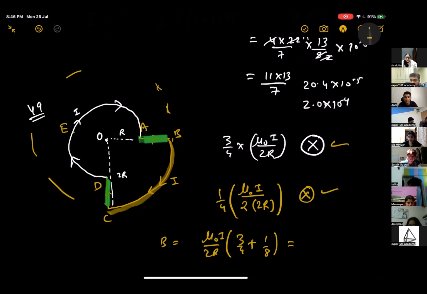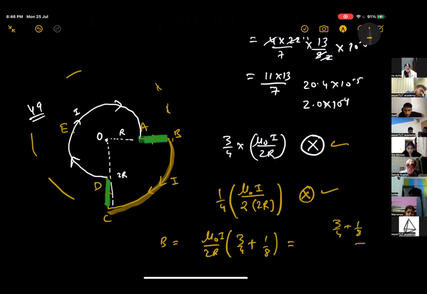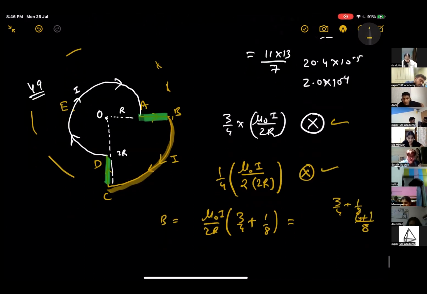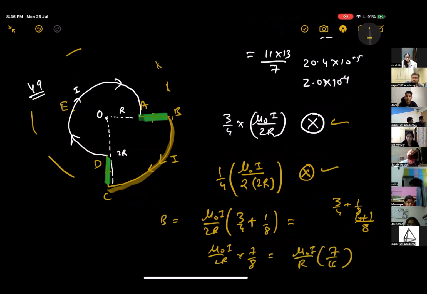उन्होंने क्या बोला, μ₀I by r के टर्म्स में लिखना है ना, सॉरी, तो μ₀I by r के टर्म्स में लिखूंगा, तो 3/4 plus 1/8 is 6 plus 1 by 8, 7/8. So it is 7/8. So μ₀I by 2r into 7/8. It is 7/16 μ₀I by r. 7/16 is correct or not?